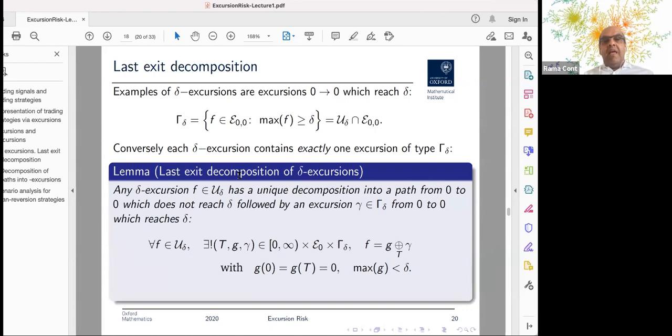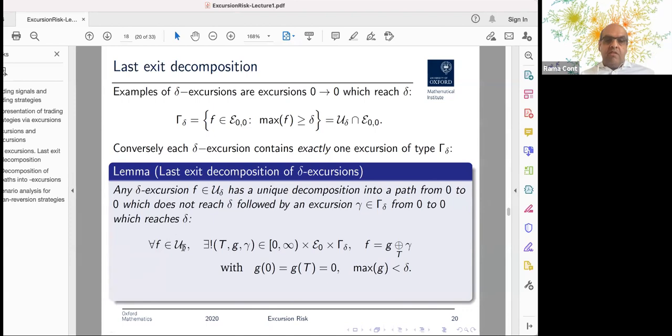It says that if you take any delta excursion, so remember, a delta excursion is something which goes from 0 to delta and then back to 0, then this is a path which goes from 0 to delta back to 0. It has a unique decomposition into the concatenation of two objects. The first one is a path which goes from 0 to 0, which does not reach delta, followed by an excursion from 0 to 0, which reaches delta. So that's the statement.